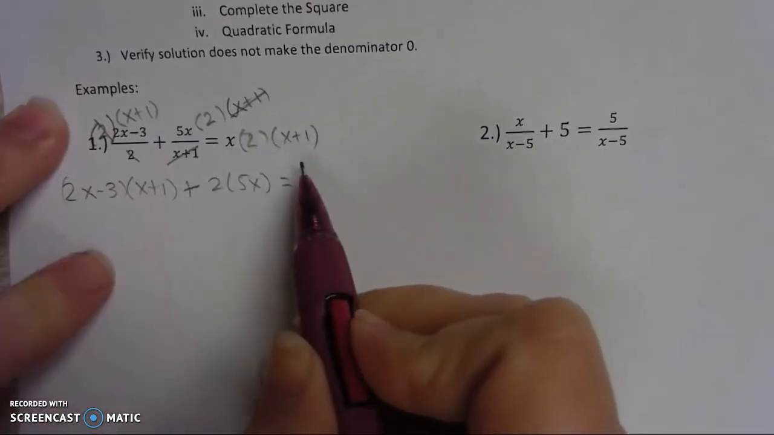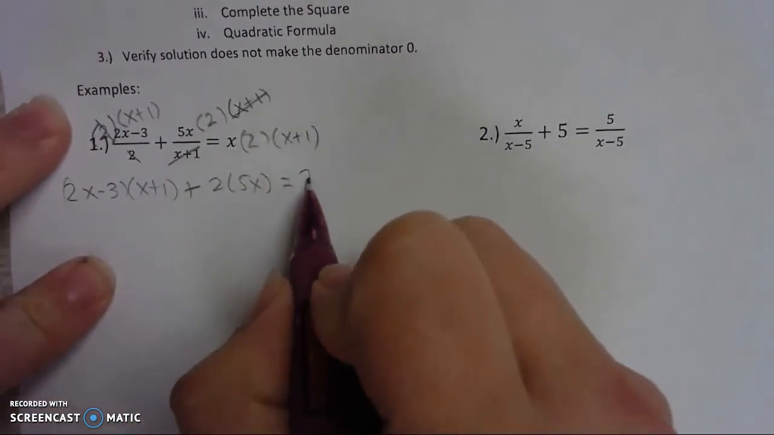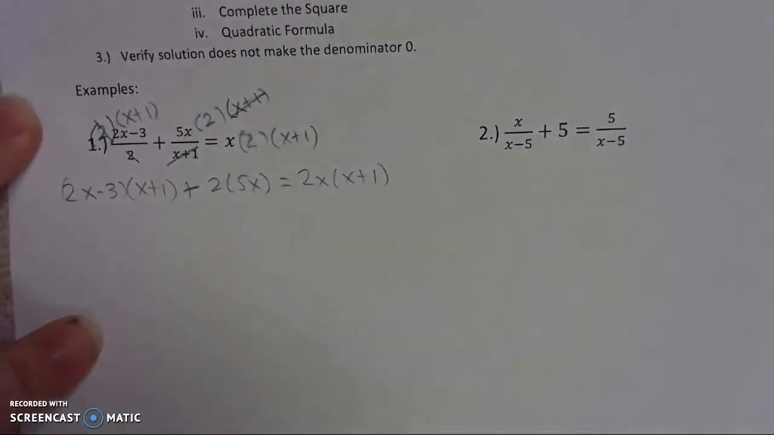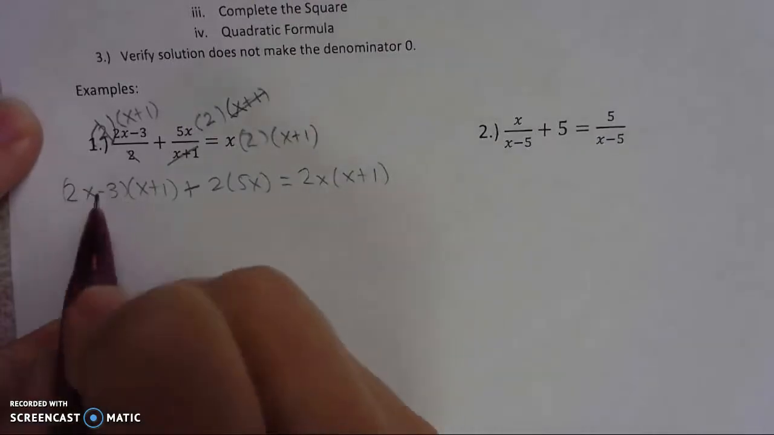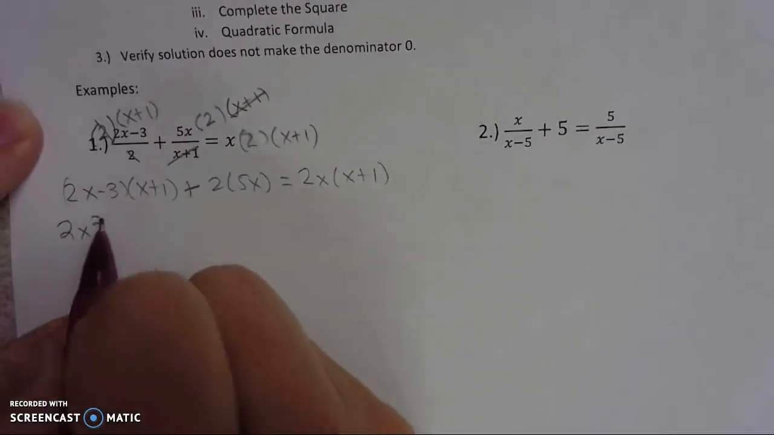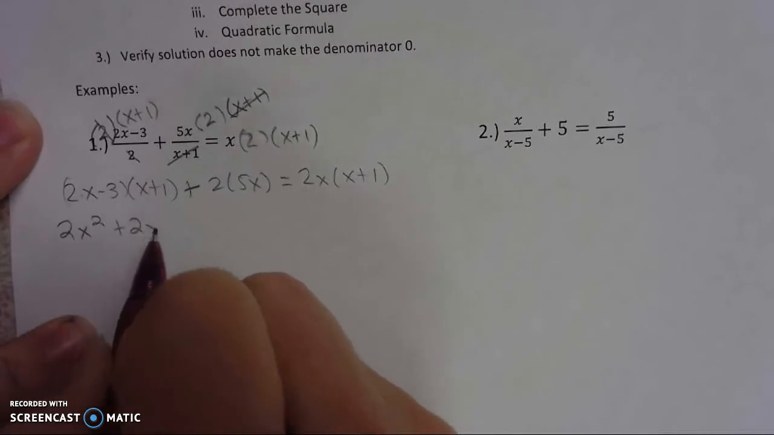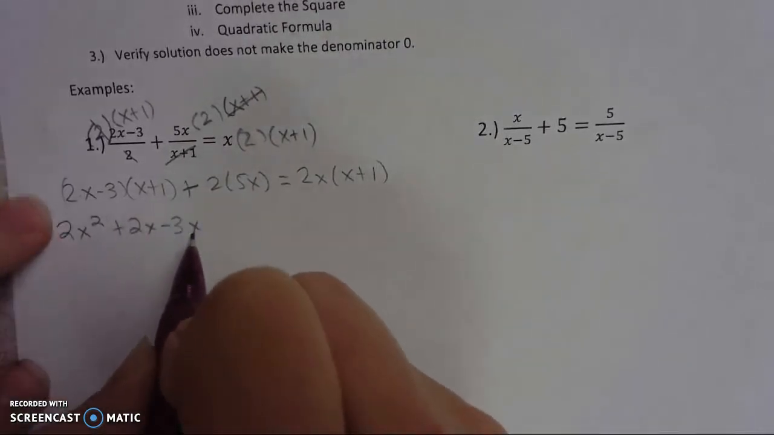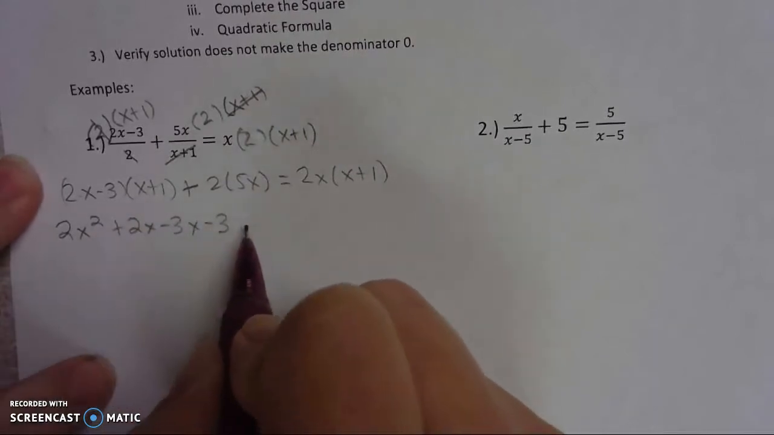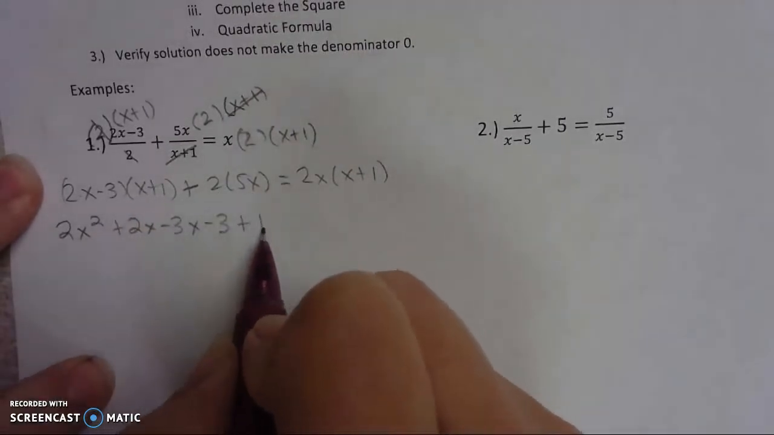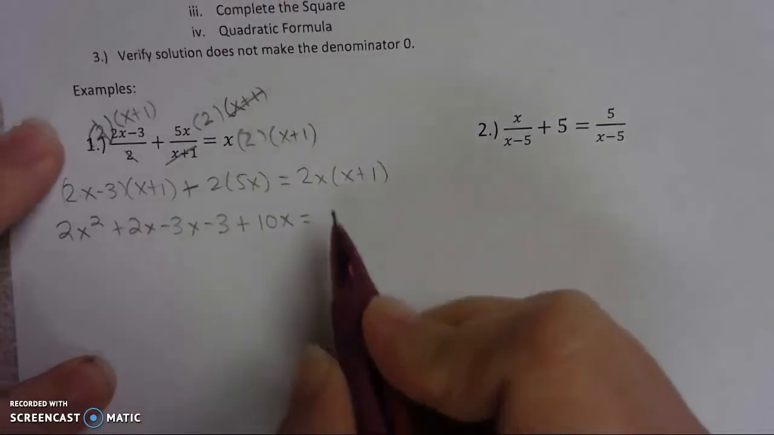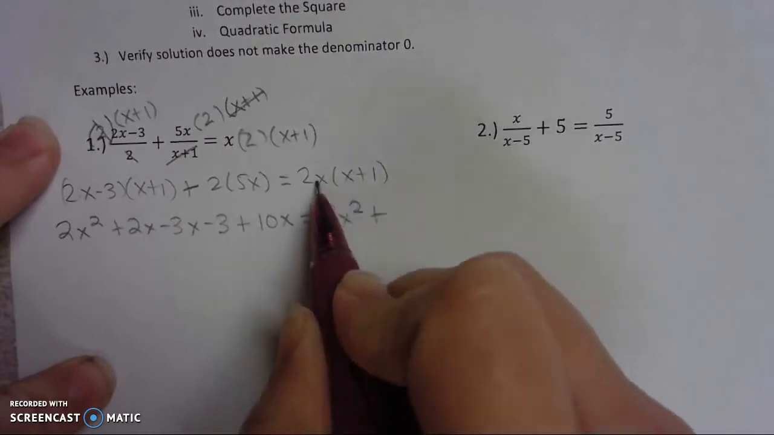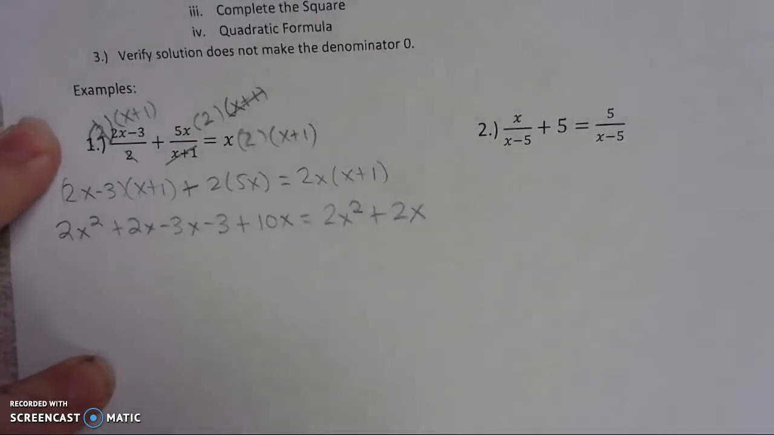And then in the last term here on the other side of the equal sign, I have 2x times x plus 1, and I'm just going to multiply those out. So 2x times x, 2x times 1, negative 3 times x, and negative 3 times 1, plus 2 times 5x. And then on the right side I have 2x times x is 2x squared, and 2x times 1 is 2x.